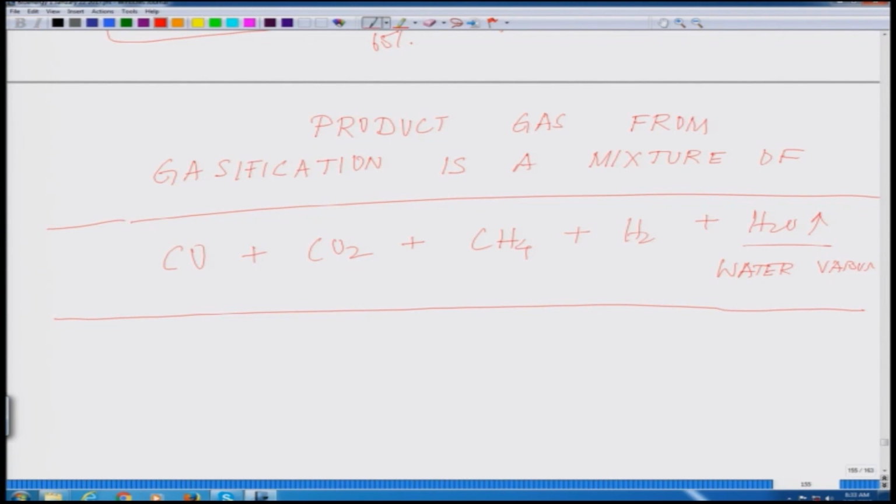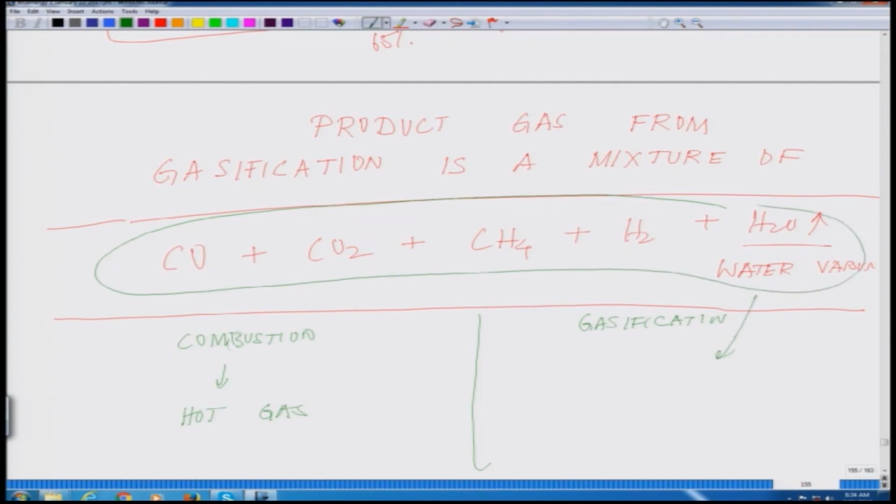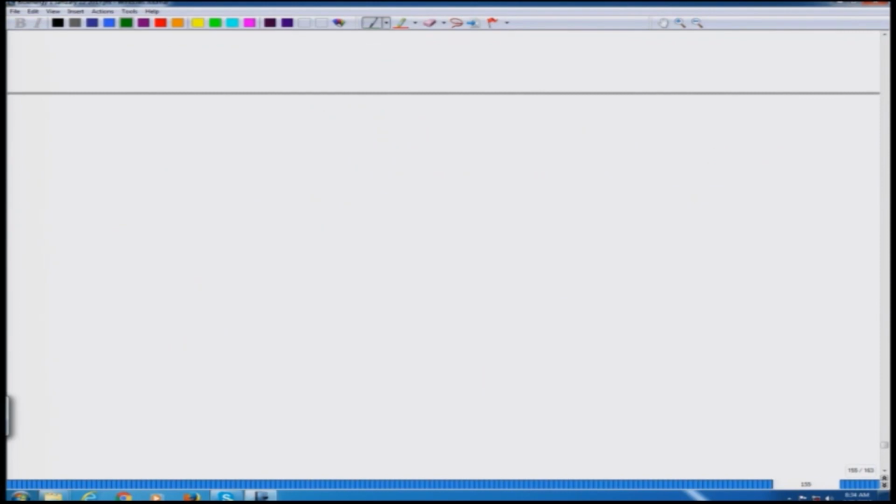Unlike combustion, whose end product is basically only hot gas, in gasification what you get is a complete mix of these different things in the gasifier. So, the amount of product is totally different. And what are the advantages of such things? If you look at the advantages of this gasification process, the gas produced can be standardized.